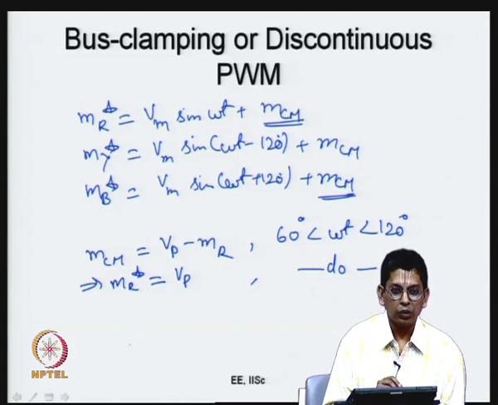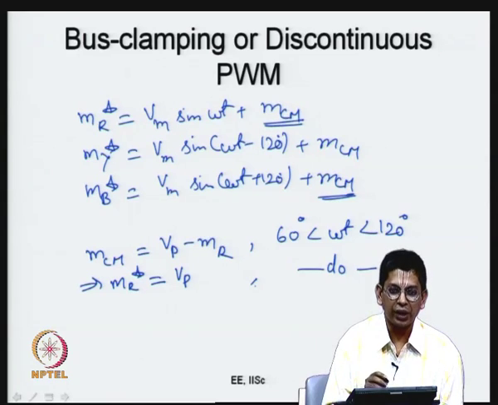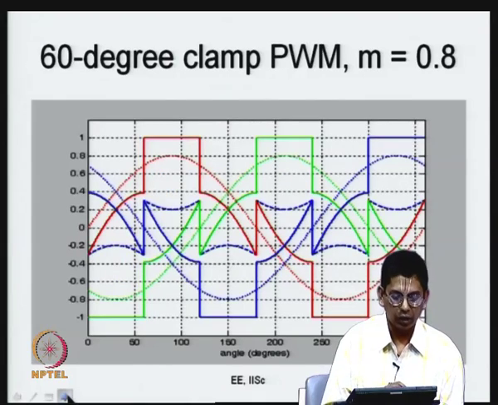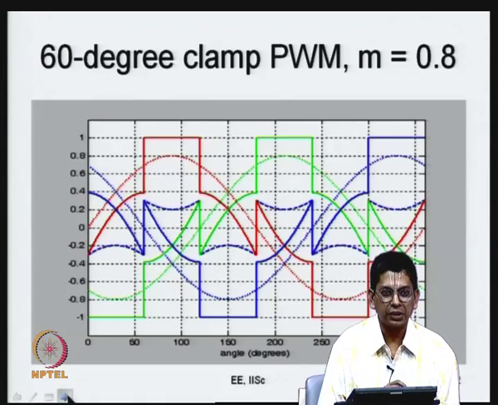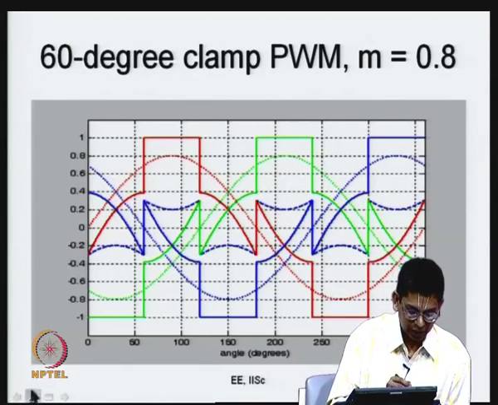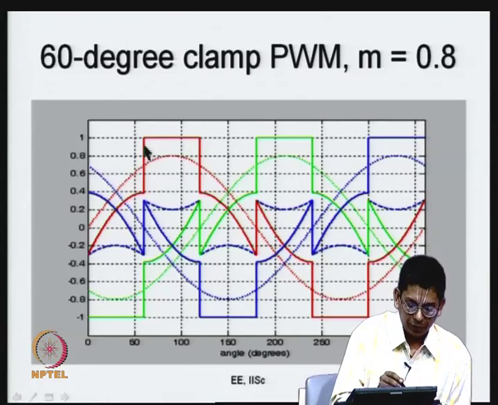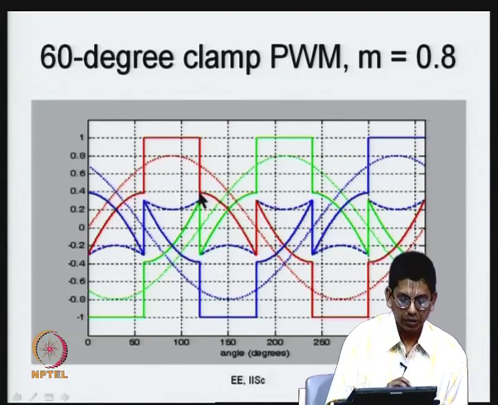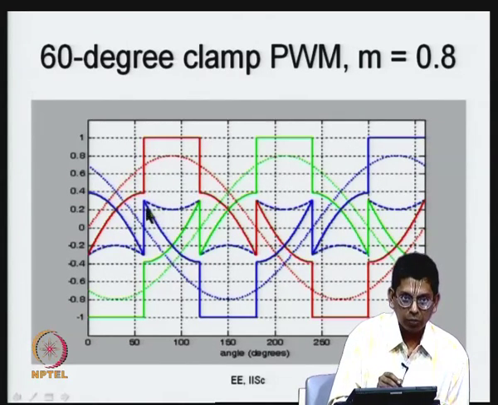In the next range, between 120 to 180 you will pick the next phase, and between 180 and 240 you will pick the next phase. That is how you get one of the first bus clamping PWM methods, which we call the 60 degree clamping method. As I pointed out earlier, R phase has been clamped here, because the common mode has been derived as the difference between Vp and MR. So, this is the common mode signal now.